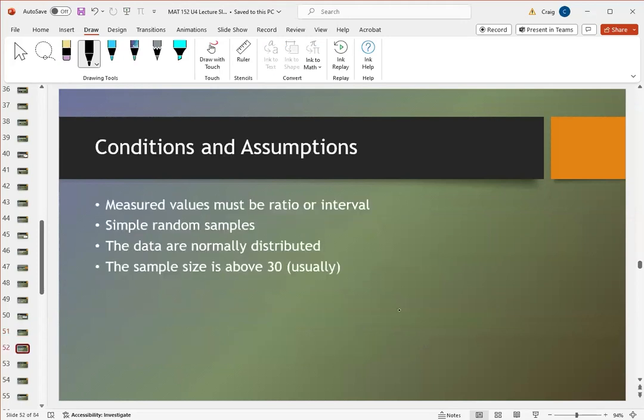Remember that for these types of hypothesis tests, we want our values to be ratio or interval. In some cases, you can do this with ordinal data, but there's more restrictions to that. You want to have simple random samples. You want to know that the data are essentially normally distributed or symmetrically distributed, and you usually want a sample size that is above 30.